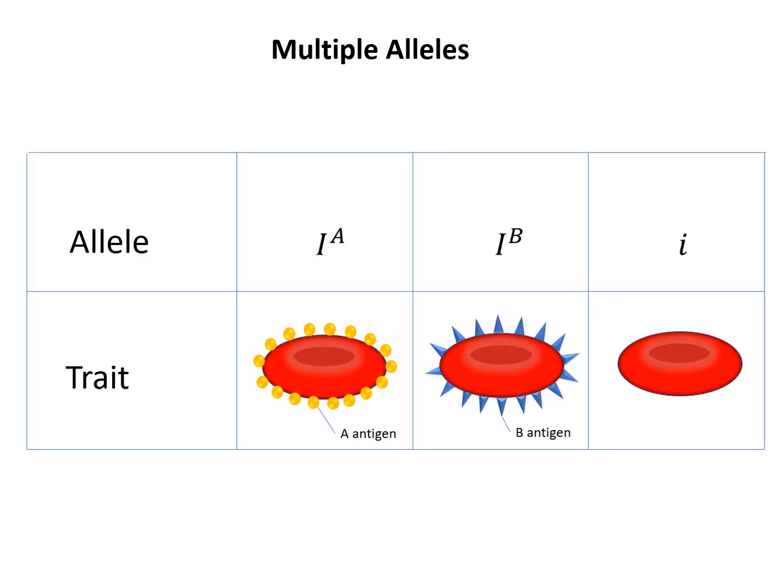This image shows an example of multiple alleles in humans. For the gene that determines surface sugars on red blood cells, also known as the ABO blood group gene, there are 3 different alleles, IA, IB, and i.